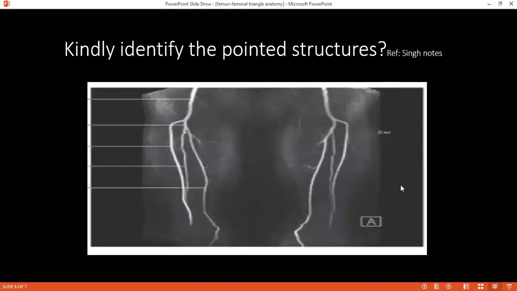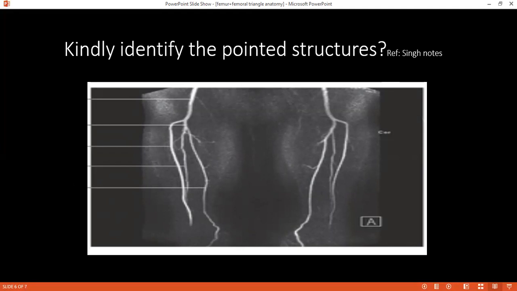Can you identify these vessels? What kind of image is this first? CT angiogram, lower limb. If you can identify the vessels, which one is this? Popliteal artery. Very good. And this one? Anterior tibial. No, anterior tibial is this one. Okay, this is anterior tibial.